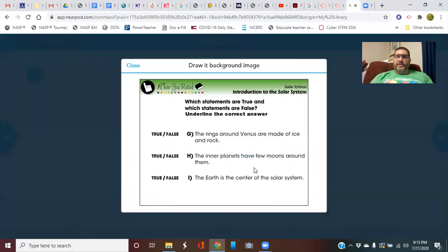True or false? The rings around Venus are made of ice and rock. True or false? The inner planets have few moons around them. And true or false? The Earth is the center of the solar system. Take a couple seconds and answer those, and we'll go over them.